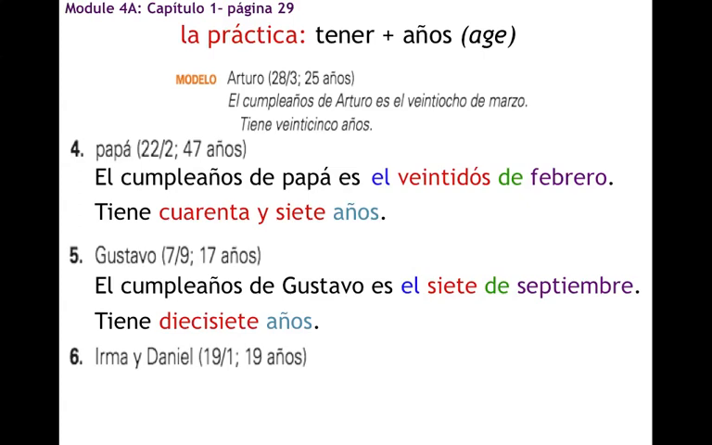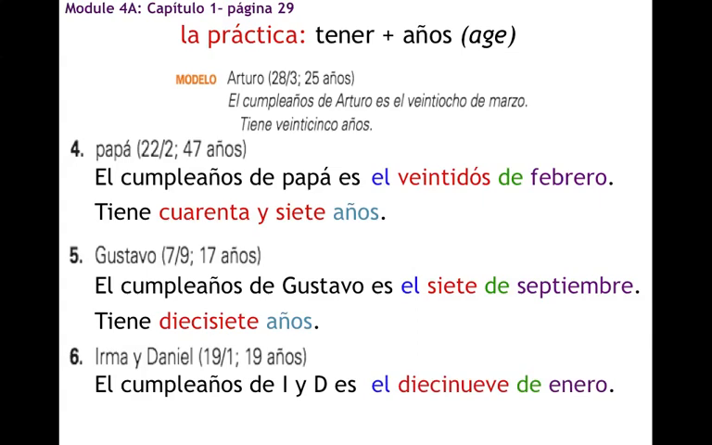Y finalmente, número 6. ¿Cuándo es el cumpleaños de Irma y Daniel? El cumpleaños de Irma y Daniel es el 19 de enero. ¿Cuántos años tienen Irma y Daniel? Tienen 19 años. And remember, it's two people, Irma y Daniel. Ellos would be the subject pronoun we could replace Irma y Daniel with, so we use the verb form tienen.